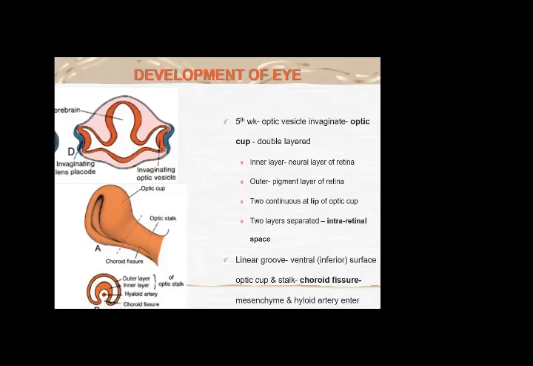The inner layer develops into the neural part of the retina, while the outer layer develops into the pigment part of the retina. The neural part is that part which has all the neurons of the retina. That is why it's called the neural part.